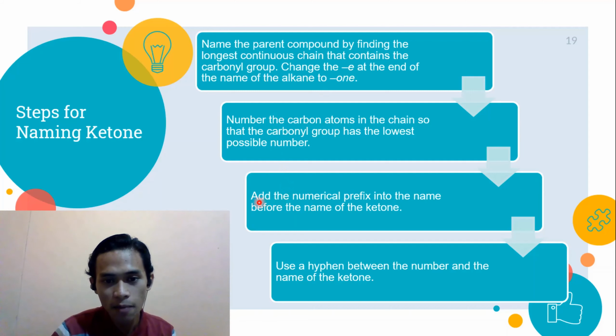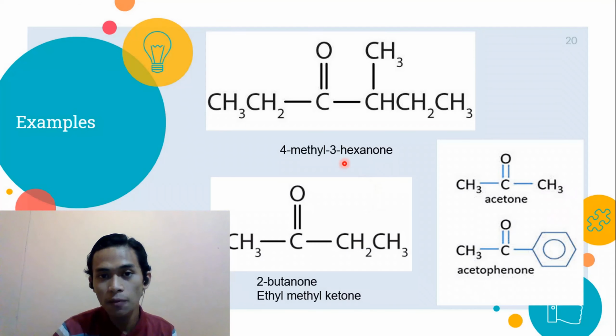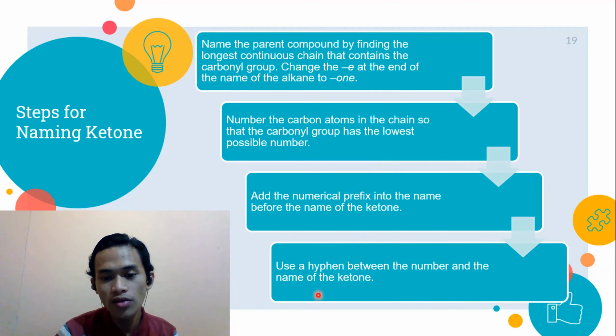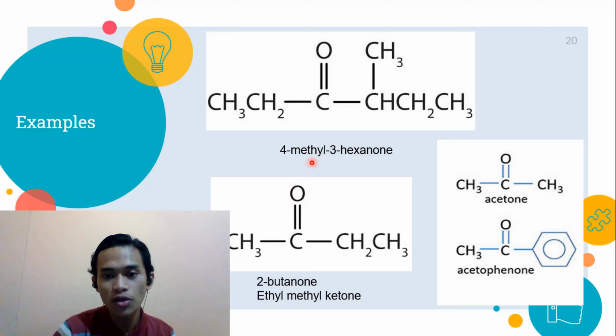And the third step, add the numerical prefix before the name of the ketone. We add the prefix 3 before hexanone, so it should be 3-hexanone. And the last one, use a hyphen between the number and the name of the ketone. So we use the hyphen here. And because the 4th carbon has a methyl or alkyl group, we should insert 4-methyl, and this compound is named 4-methyl-3-hexanone.